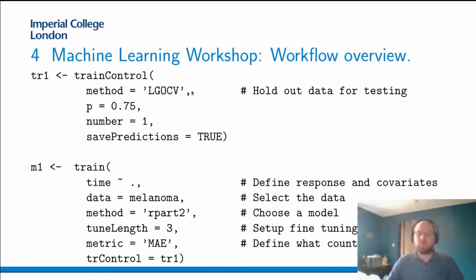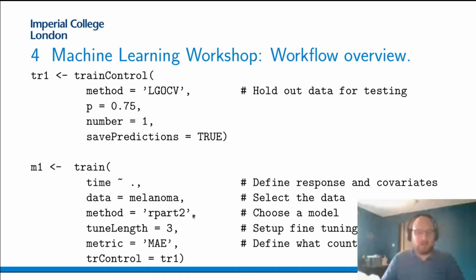A core thing we'll be doing throughout all this work is holding out some data. So we'll train on some data, or fit the model to some data, and then test how well the predictions do on a held out data set. In this line, we're saying the way we want to do that is leave group out cross validation. We're going to keep 75% of the data for training and pull out 25% of the data for testing. We're just going to do that once. This is just because we want to save all the predictions we make so that we can make scatter plots, basically.